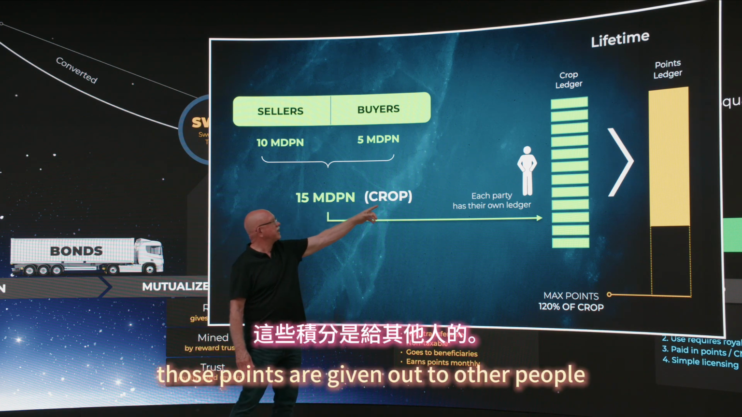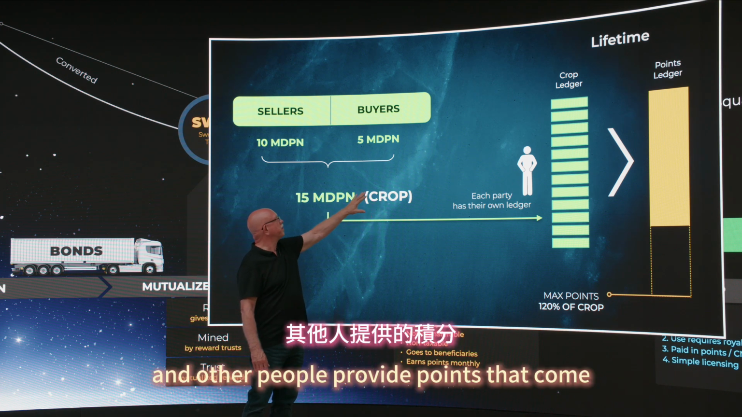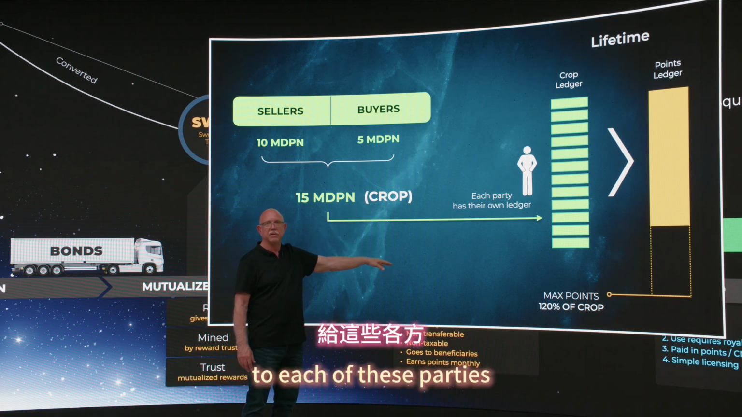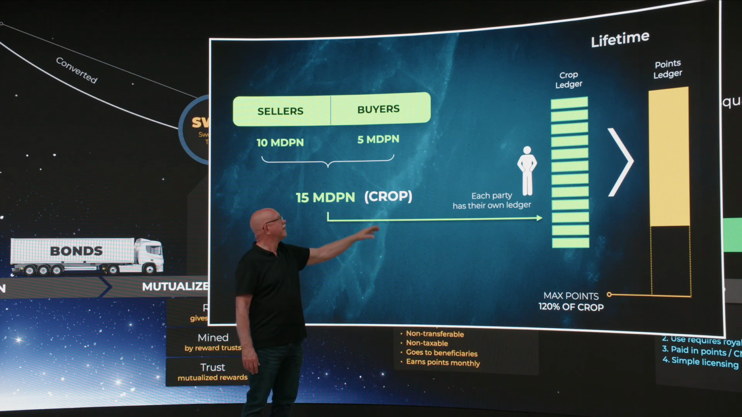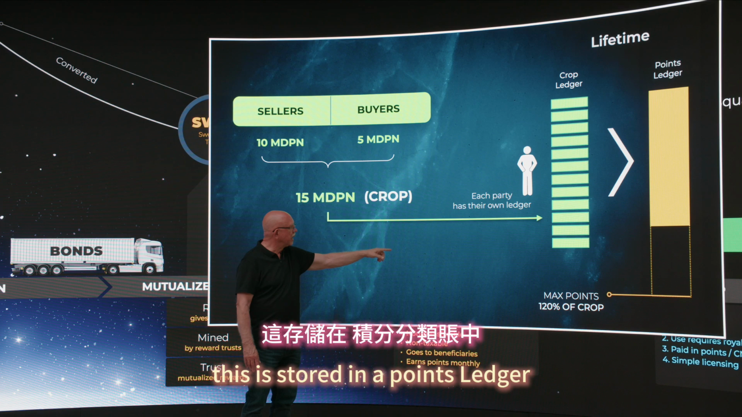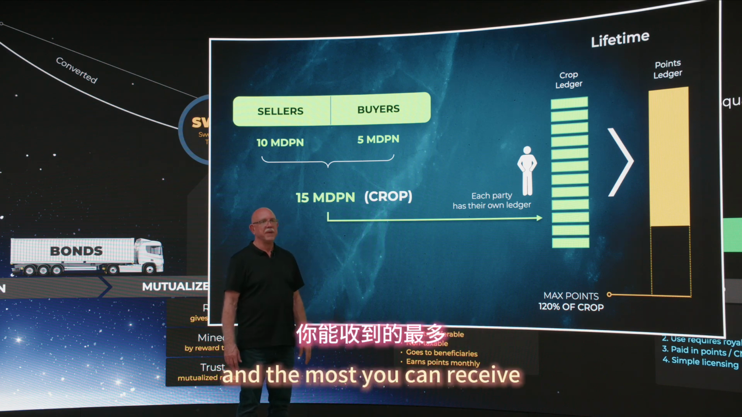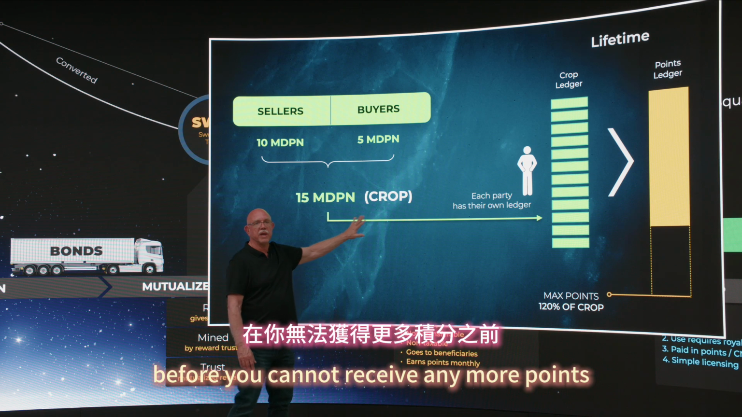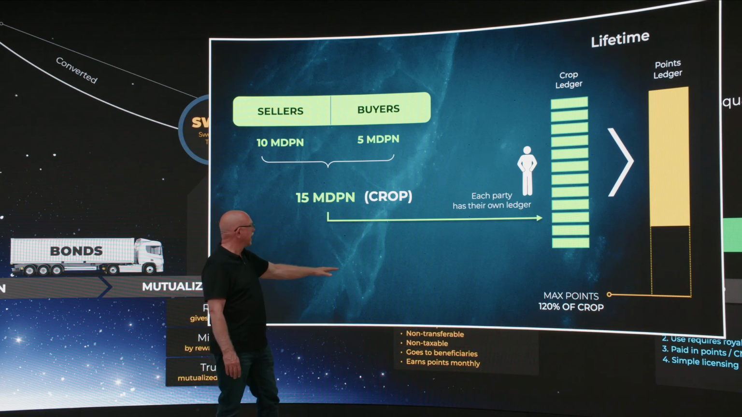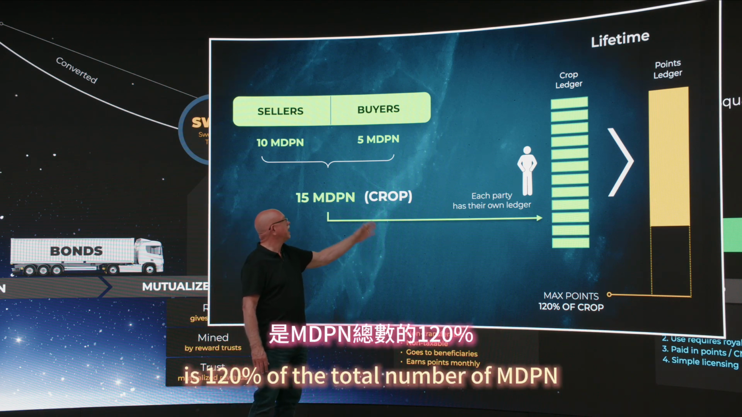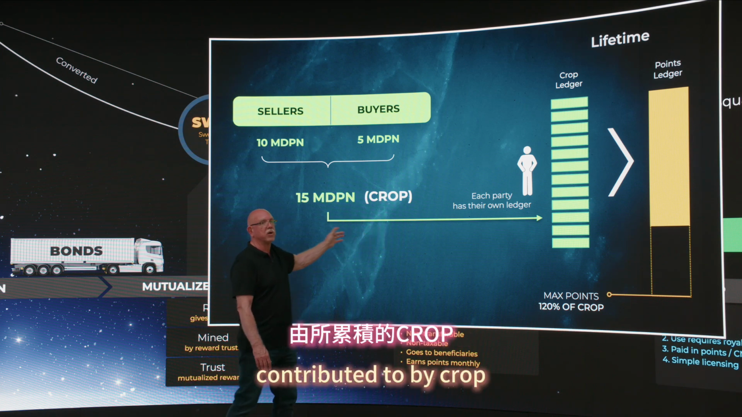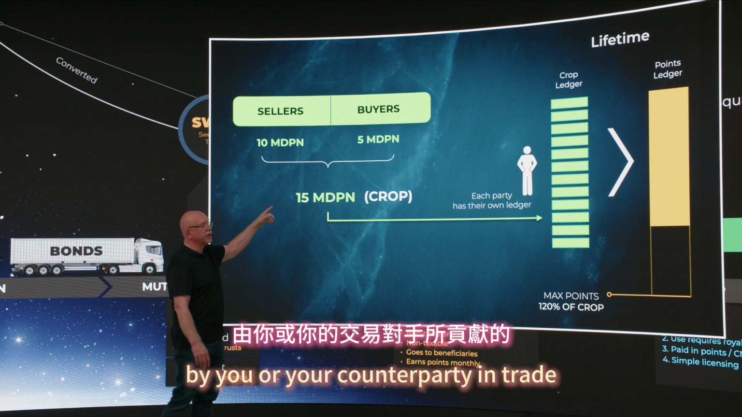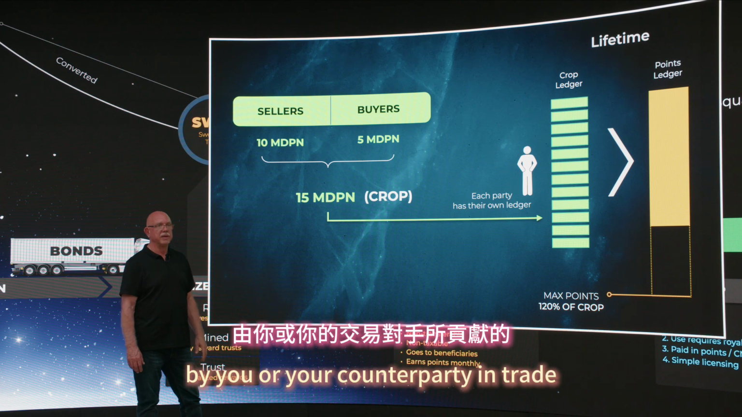Those points are given out to other people, and other people provide points that come to each of these parties. This is stored in a points ledger, and the most you can receive in your points ledger before you cannot receive any more points is 120% of the total number of MDPN contributed to crop by you or your counterparty in trade.